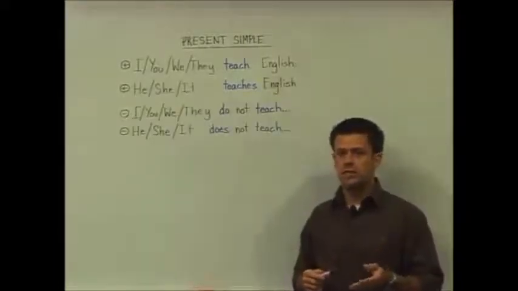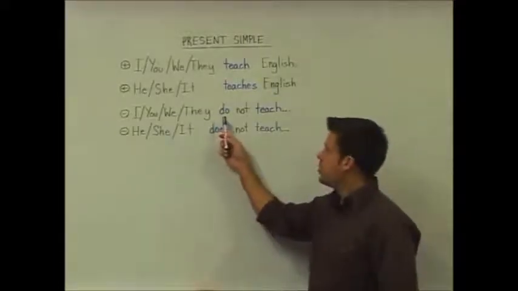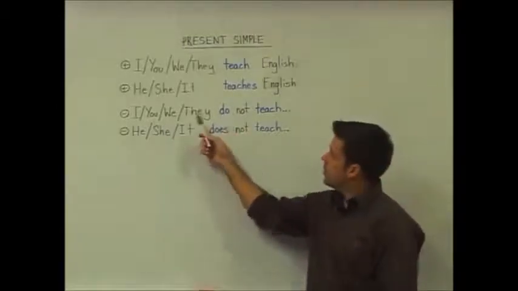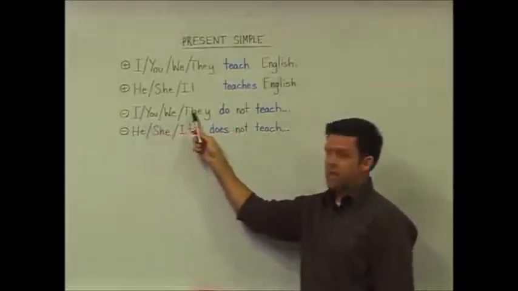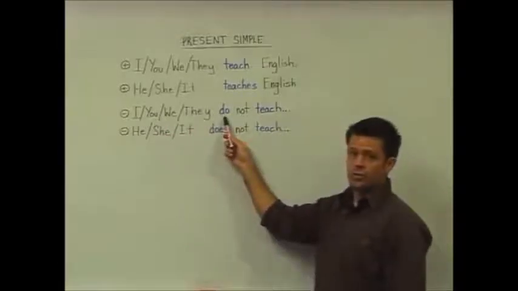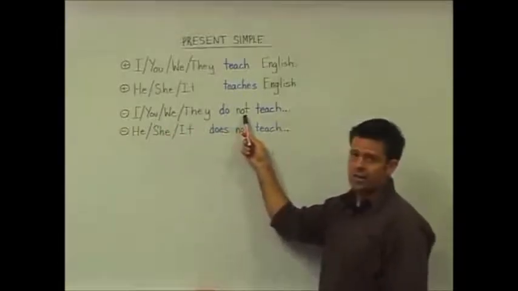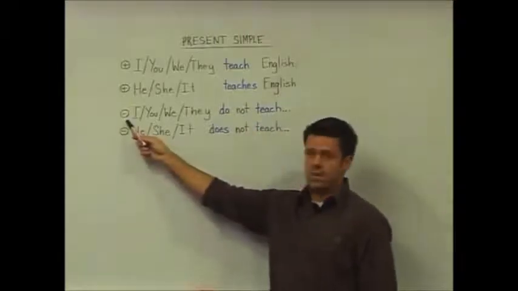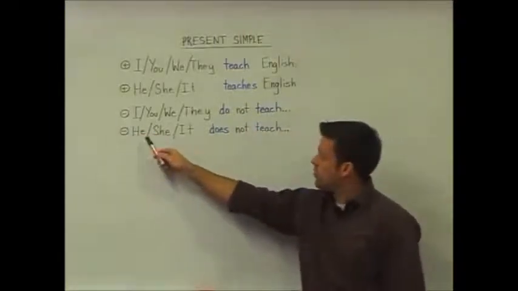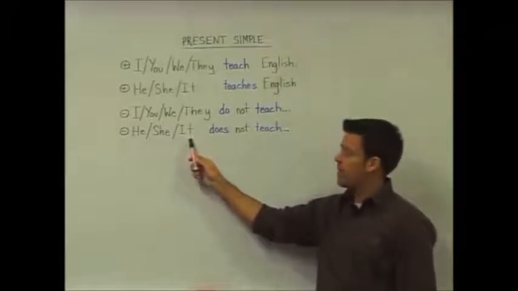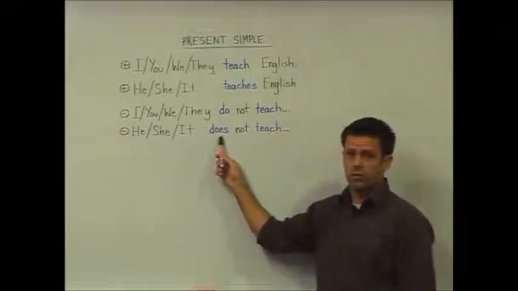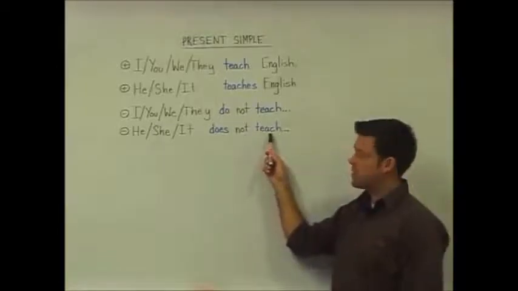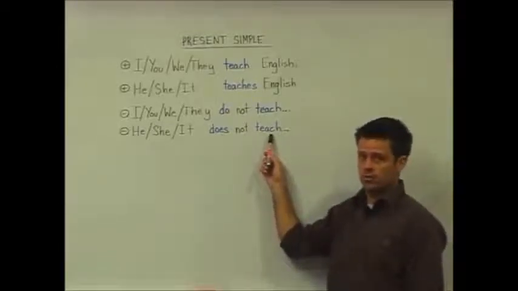For statements in the negative form, what we have to do is add the auxiliary verb to do. For subjects I, you, we, and they, we simply leave do as do, use the word not, and keep the base form of the verb for the negative statements. However, for he, she, and it, we have to conjugate our auxiliary verb into does. We still use not, and we still keep the base form of the verb.